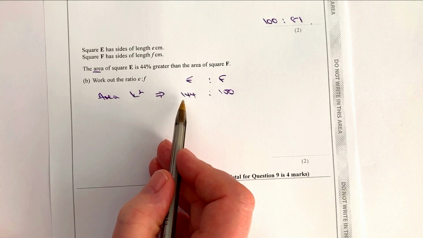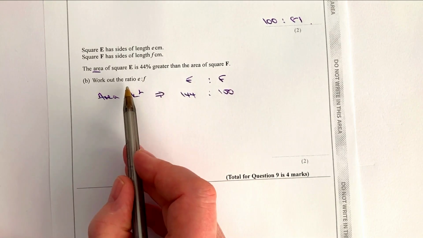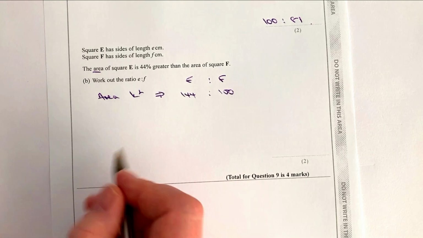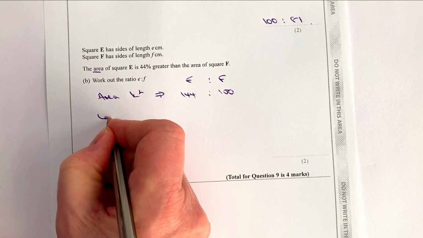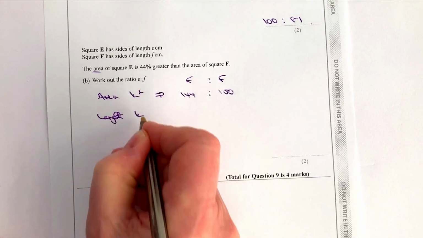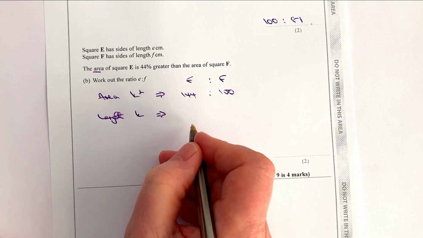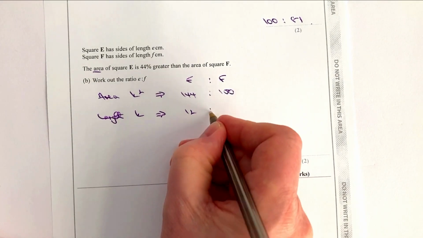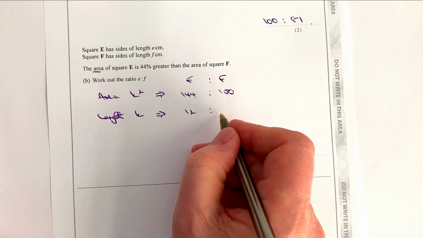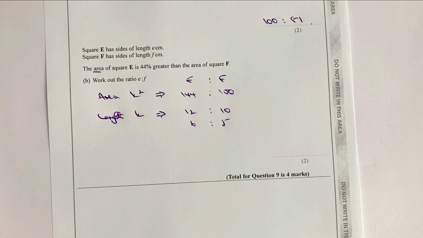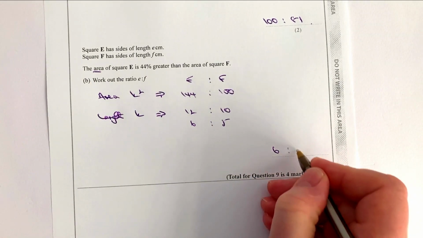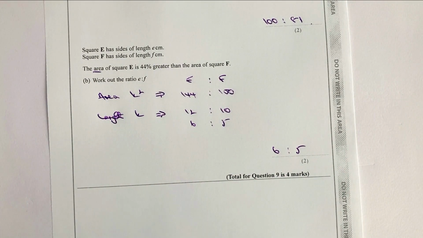Now, if I look then at the length ratio, which is what I'm looking for here, I'm going to basically square root it. So the length ratio is going to be equal to k, which equals the square root of 144, which is 12, and the square root of 100, which is 10. Therefore, in its simplified form, I can write that as 6 to 5, which would be the answer to that particular question. So, a little bit tricky, that one.